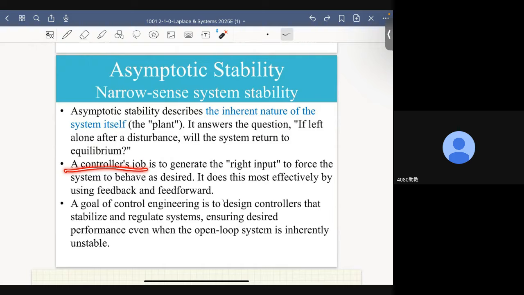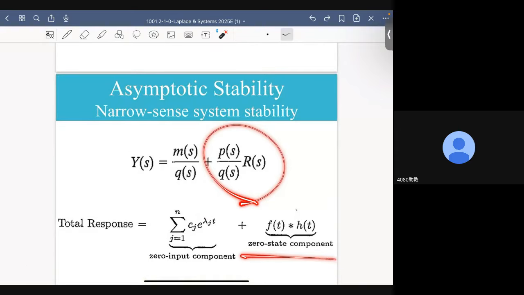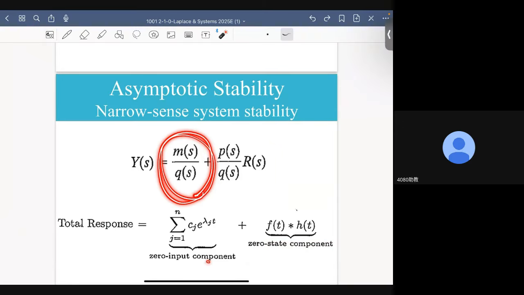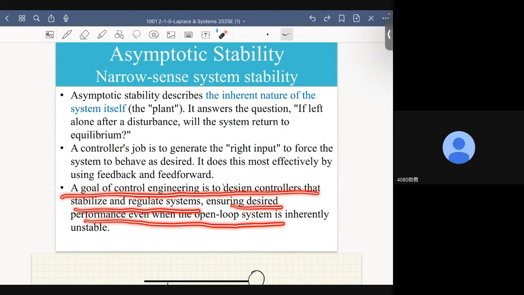A controller's job is to generate the right input to force the system to behave as desired. So a controller's job is to do something about the zero-state response. However, asymptotic stability only cares about this part. It only cares about the zero input response. So a goal of control engineering is to design controllers that stabilize and regulate systems, ensuring desired performance even when the operating system is inherently unstable.